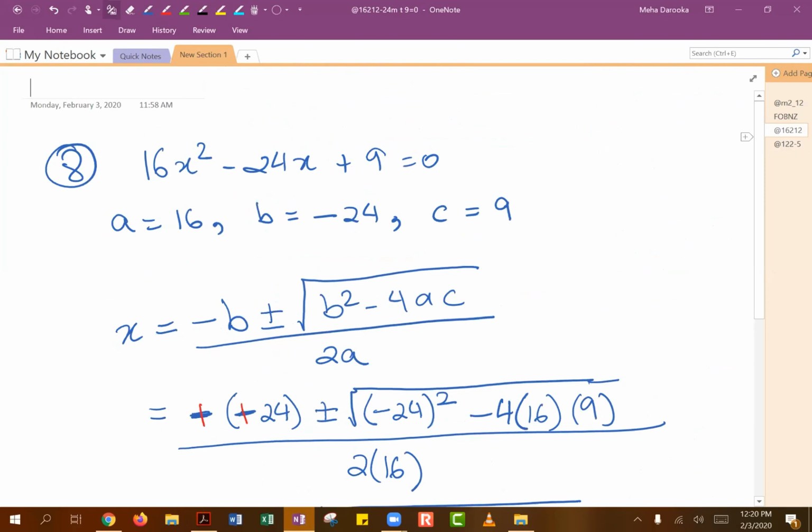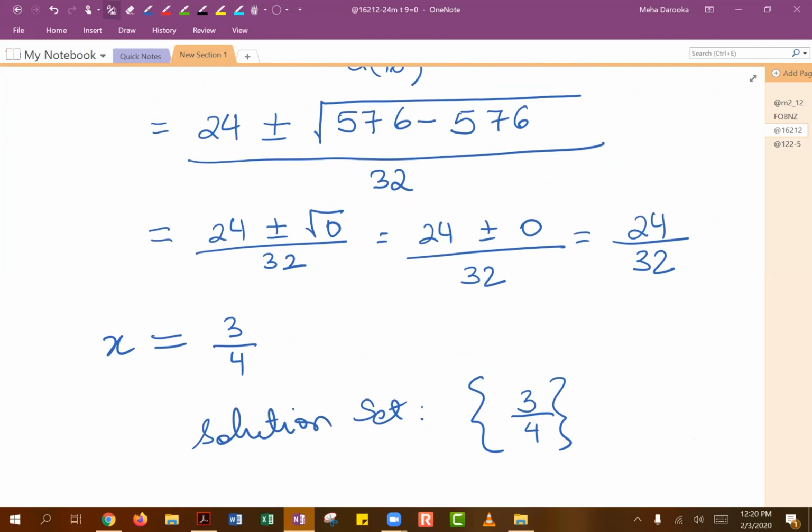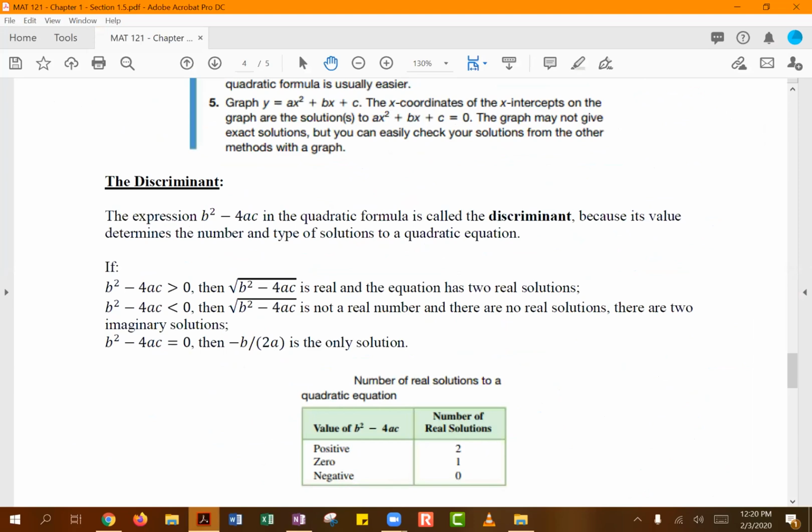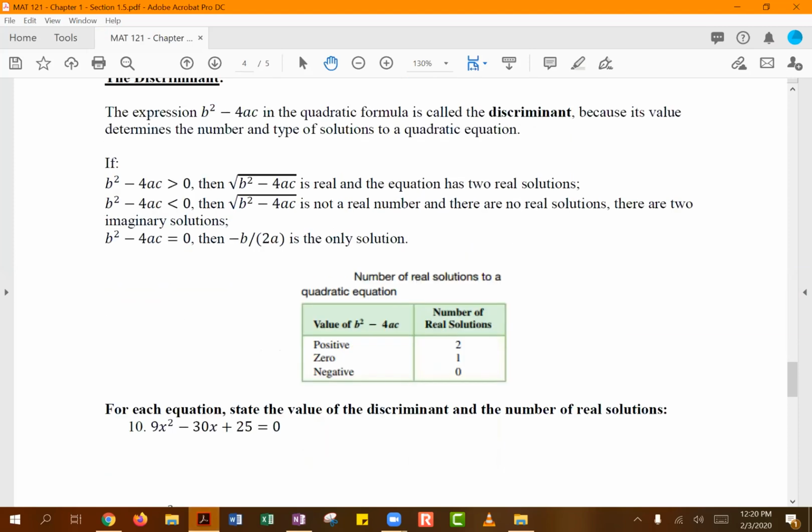So if it's negative, there's no real solution. And if your value underneath the square root comes out to be 0, that's when you get 1 real solution. So it's actually that value of b squared minus 4ac that determines what kind of solutions you are going to get.